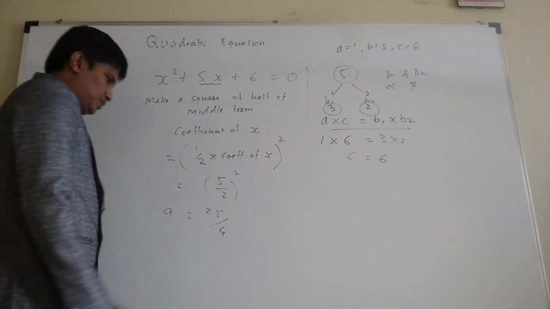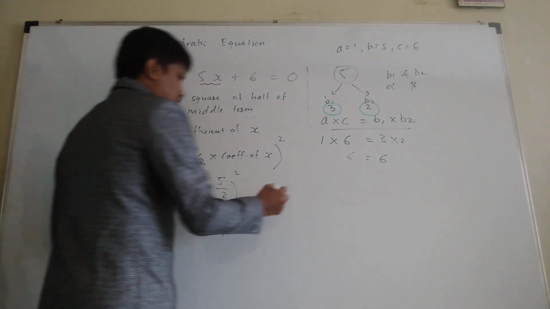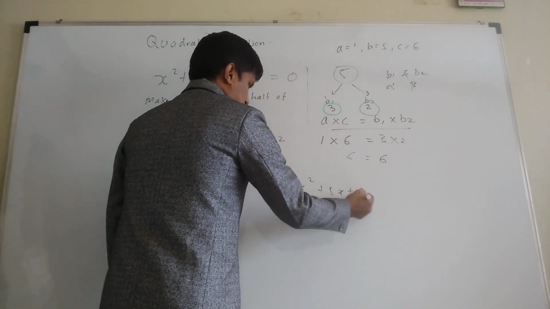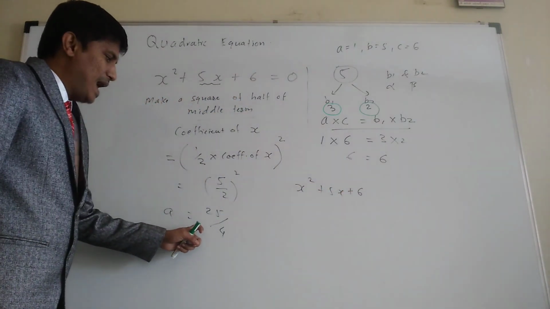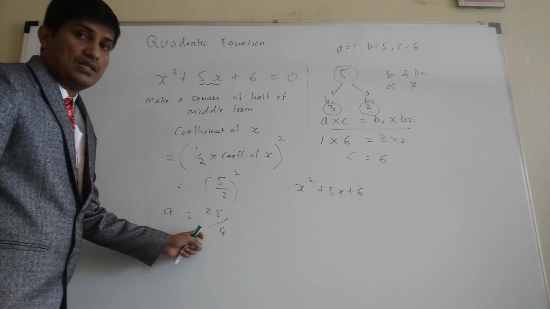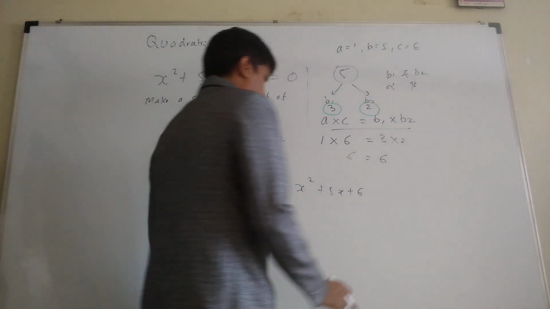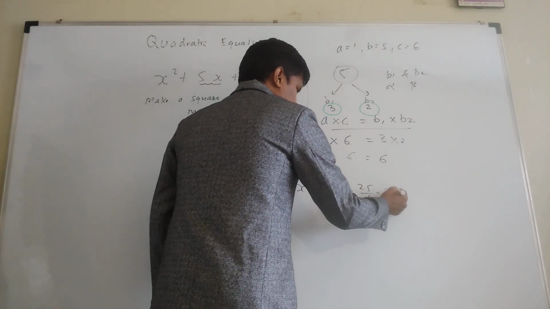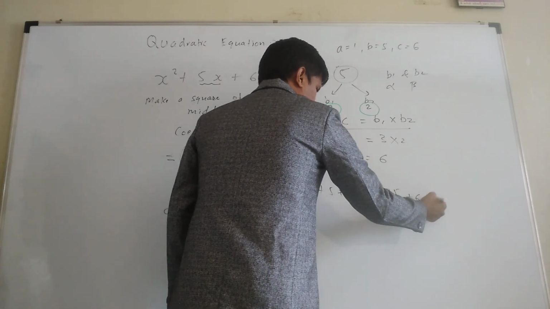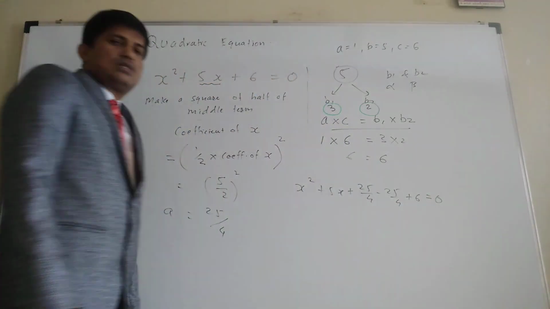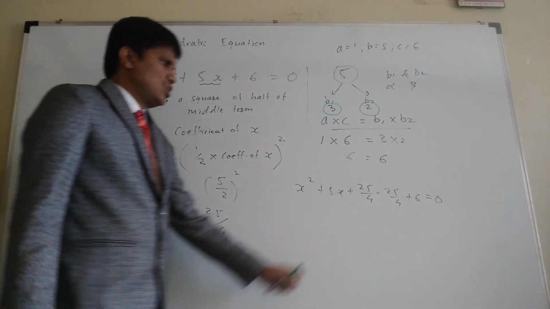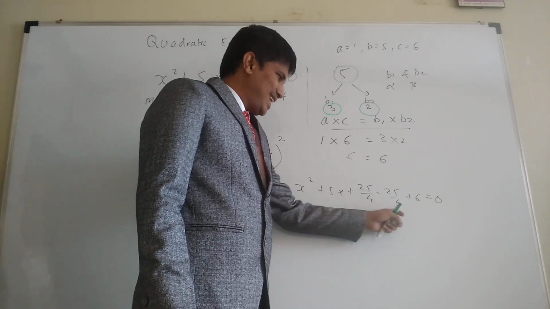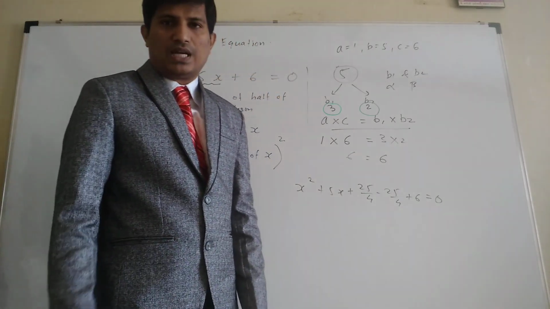Okay, now we will put this value into the original equation. Suppose x square plus 5x plus 6. Now we will add this value as well as subtract this value. Like this. Okay. Either you should shuffle like this. If you are keeping 6 over here, it doesn't matter. Okay. If you are doing it like this, it will be better, easier for the further calculation.